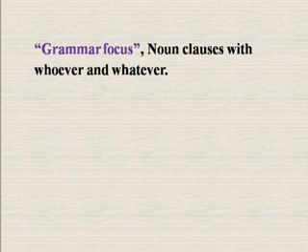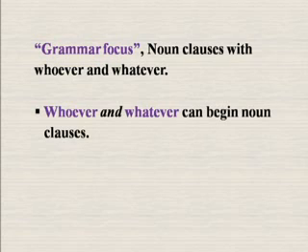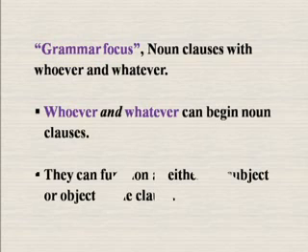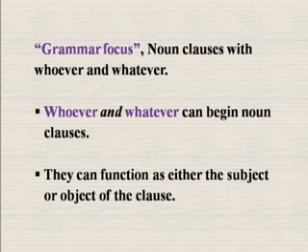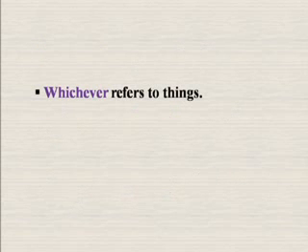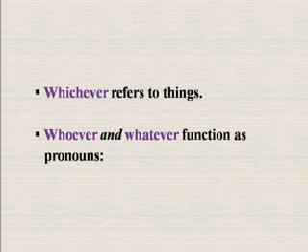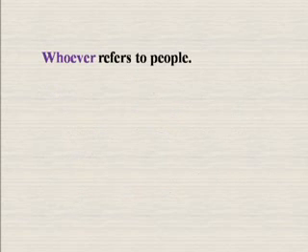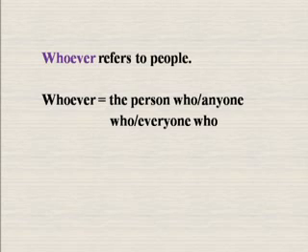Now let's go on to the next item. Grammar focus. Noun clauses with whoever and whatever. Let's study as follows. Whoever and whatever can begin noun clauses. They can function as either the subject or object of the clause. Whoever and whatever function as pronouns. Whoever refers to people. Whoever means the person who, or anyone who, or everyone who.